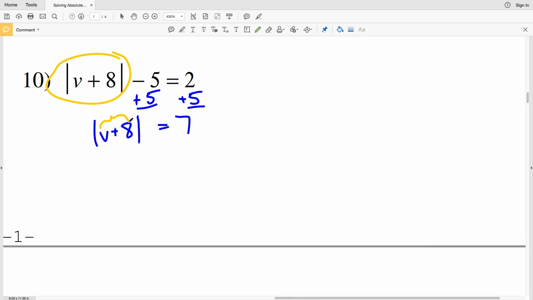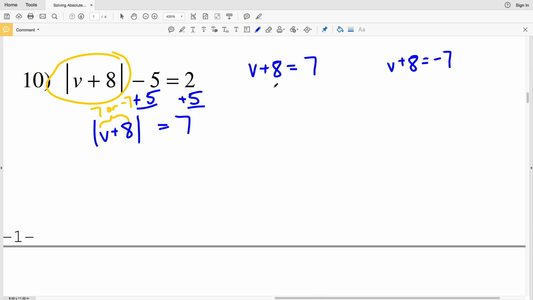That means that v plus 8 is either positive 7 or negative 7, since the absolute value of 7 equals the absolute value of negative 7, which equals 7. So now we'll have two separate equations. v plus 8 equals 7, or v plus 8 equals negative 7.